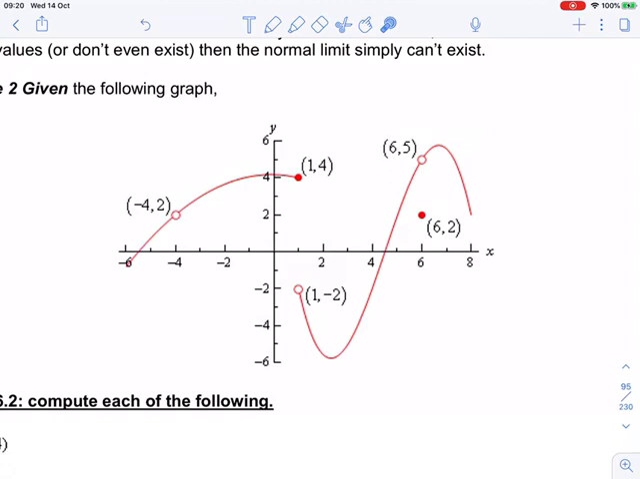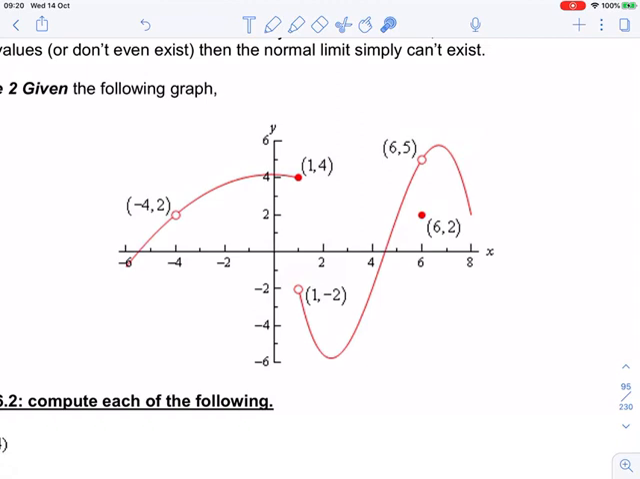Now, what about the limits? Well, if I approach 1 from the left-hand side, from the negative side, my y is definitely approaching 4, meaning the left limit will be 4. If I approach 1 from the right-hand side, the positive side, my y definitely approaches negative 2, meaning the right-hand limit will be negative 2. So this limit does not exist because the left limit is not equal to the right limit.